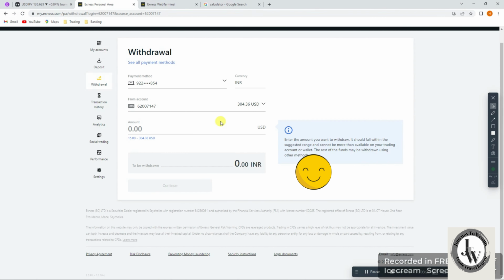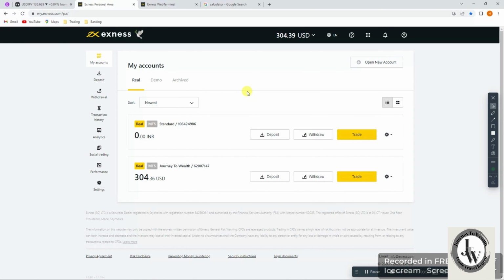So as you can see over here, I have made a withdrawal request. Okay. And I'm expecting that withdrawal request to be processed soon. So now this capital will be back to $60.57.